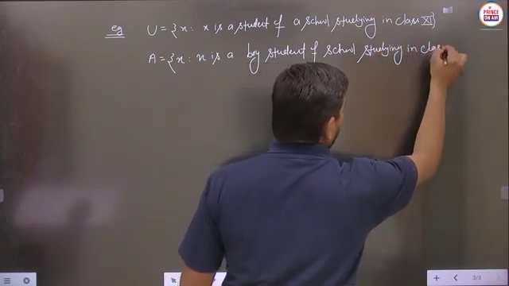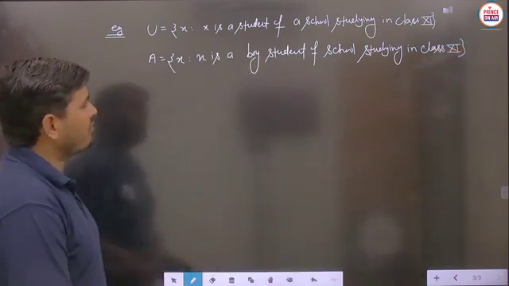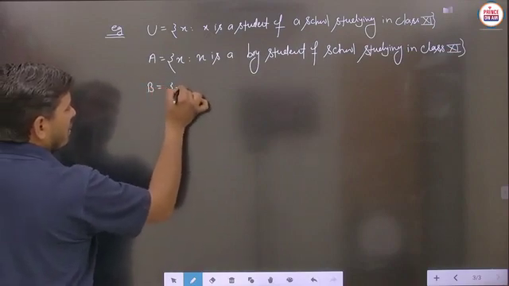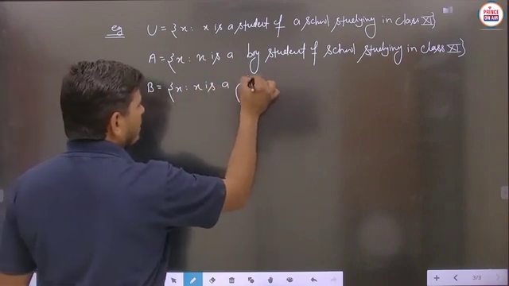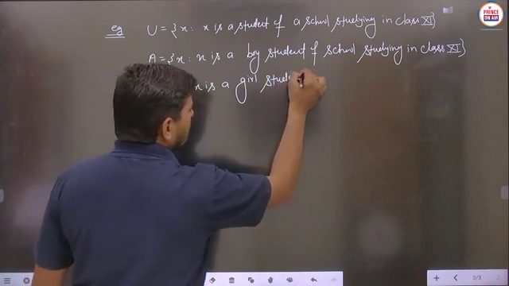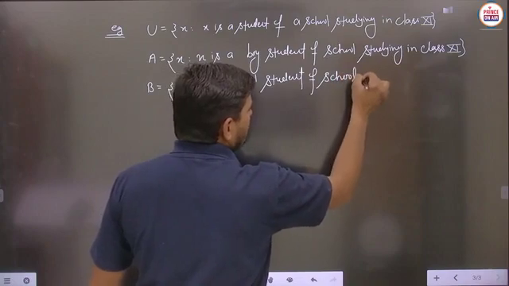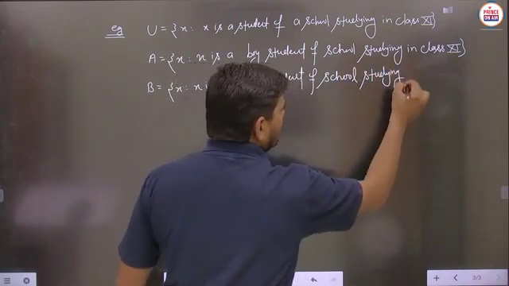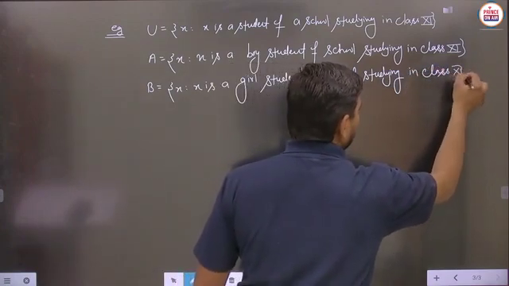Is it to be clear? So basically student, in these two cases suppose we write another subset B also, B = {X such that X is a girl student of school studying in class 11th}. Is it to be clear?